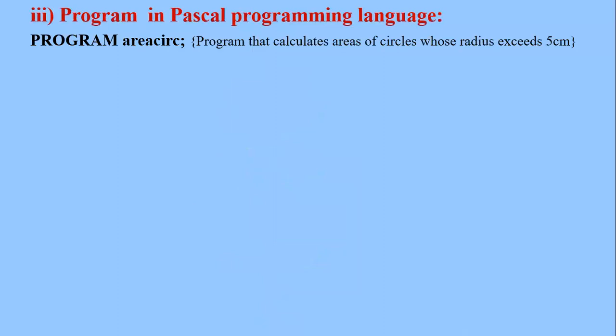So here is a sample program in Pascal. Program areacirc. The comment is: program that calculates areas of circles whose radius exceeds 5 centimeters, or 5. Declare a memory location called pi, which is going to hold a value which will not be changing, which is a constant. And then assign 3.143 to it.